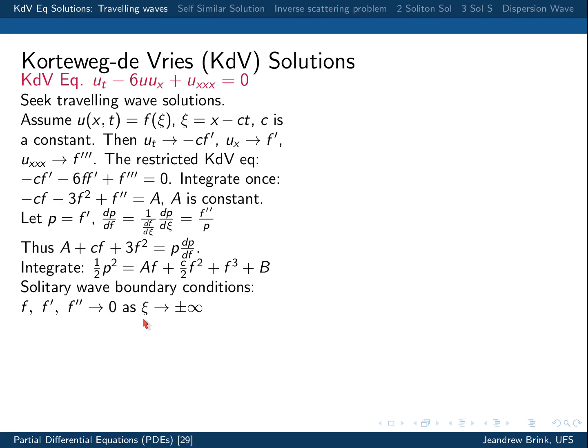If we make that assumption, we substitute that back into the equations we have. From this one, f goes to 0 and f double prime goes to 0, thus a is equal to 0 because it's a constant. If you then substitute that into this equation, you have that p, which is f prime, goes to 0, a is already 0, f goes to 0, thus b is equal to 0. So that solitary wave boundary condition basically implies that a equals b equals 0, which simplifies the equation we have to integrate to the following.